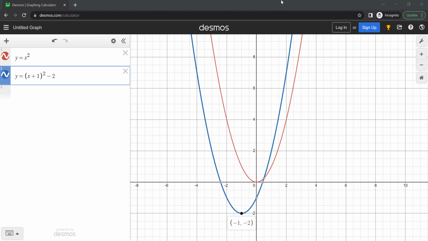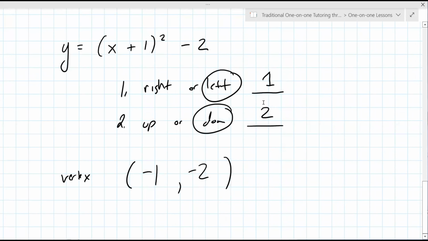So they're both true. Let me go back to the other screen. Okay, so if you're seeing my screen here, this is correct. The transformations are correct. It goes left 1 and down 2, but left 1 means -1. Down 2 means -2. So the word left and the word down, they negate the number.